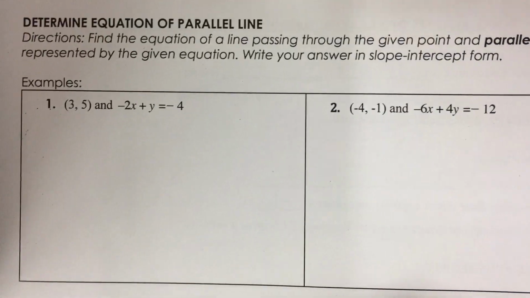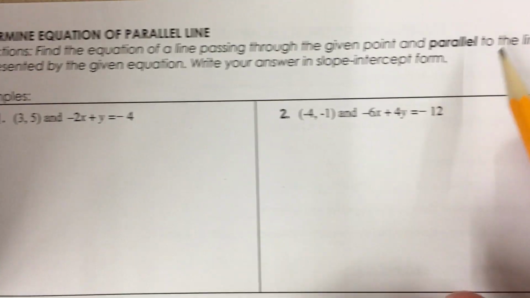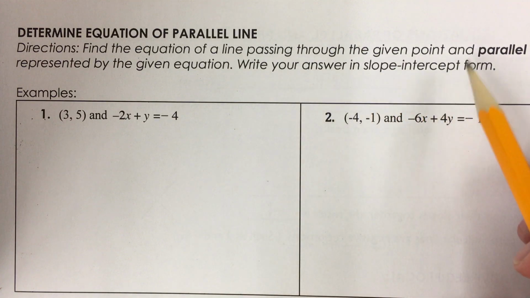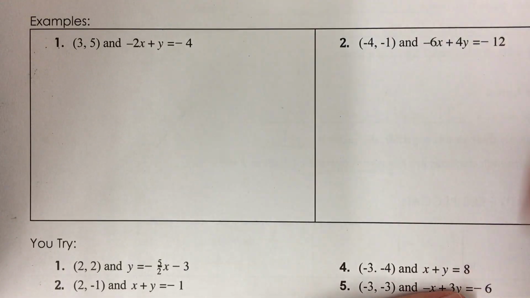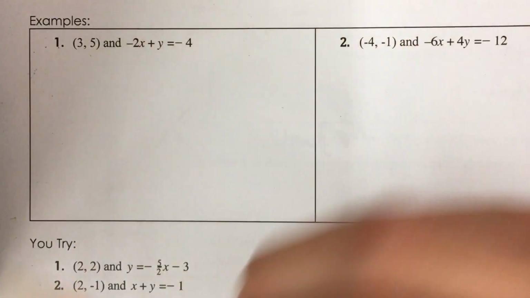Determine the equation of a parallel line. Directions. Find the equation of a line passing through the given point and parallel to the line represented by the given equation. Write your answer in slope-intercept form. Okay. So I want a line that's parallel to this line and goes through this point.